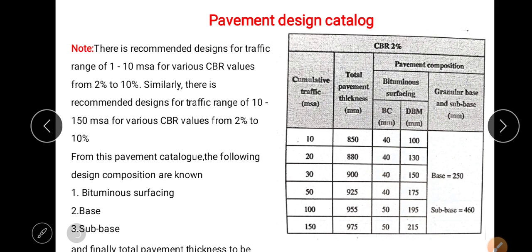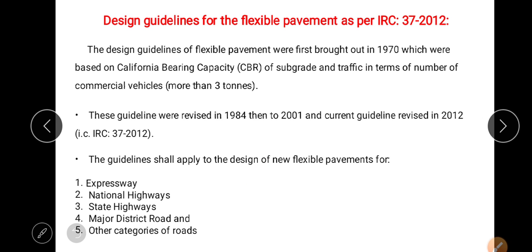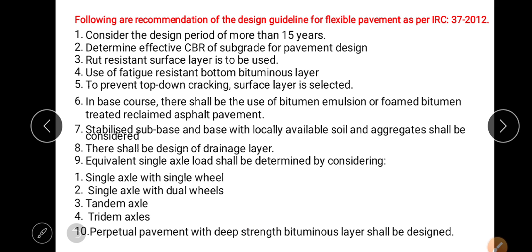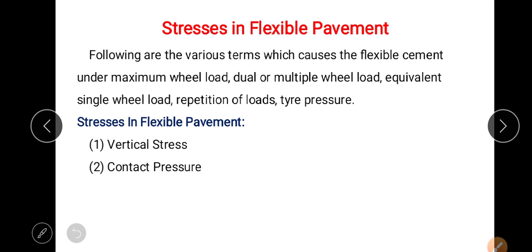There is a numerical problem which is solved that we have already solved in the previous class itself. Design guidelines for the flexible pavement, IRC 37 2012. This also we have seen in detail in the last class itself. Consider the design. These are all, I told you, certain things are self-explanatory, that to your B level, you yourself can go through these.